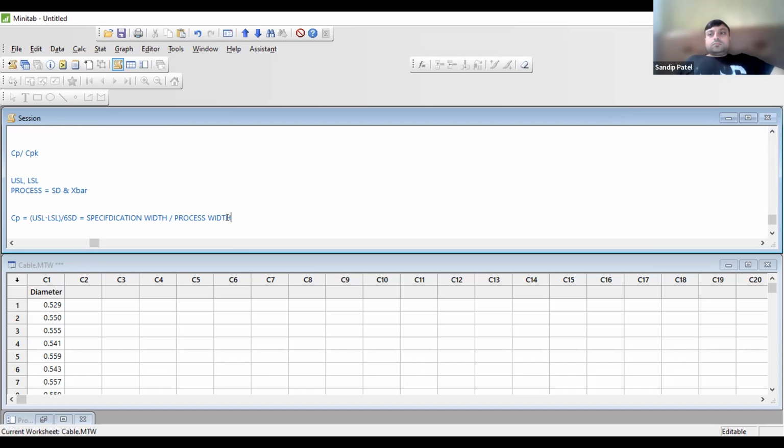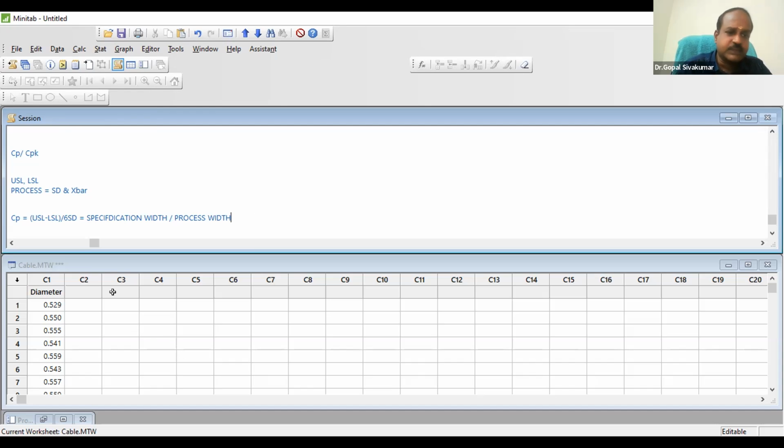What is the distance of the upper control limit from the center? 3 sigma. Similarly, the lower control limit is also 3 sigma. So what is the width of the process? 6 times standard deviation. So specification width and process width we are comparing. If they are the same, your Cp will be 1. Your process just made it, just capable.